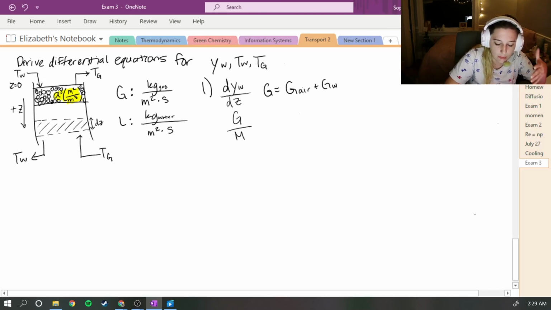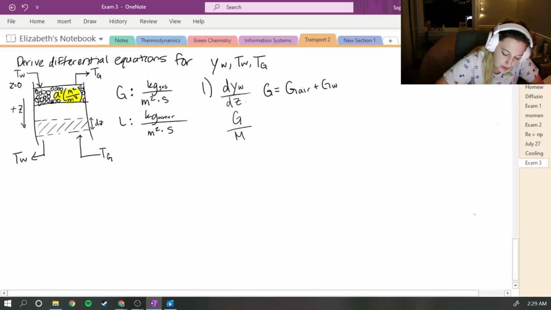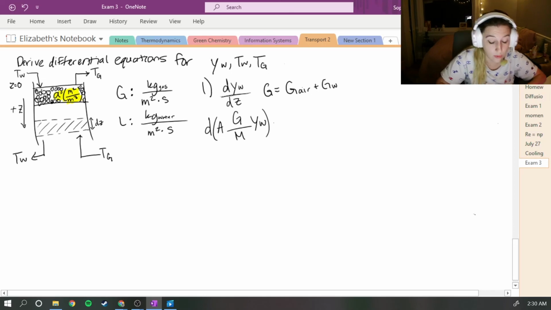So we want to then multiply the moles by the mole fraction of the water so that we can get the amount of water in the air. So let's multiply that by the molar fraction like I said, and then we're going to multiply that by the cross-sectional area to eliminate our meters squared term on the denominator. And this is all over a cross-sectional area. And we're doing the change in that.